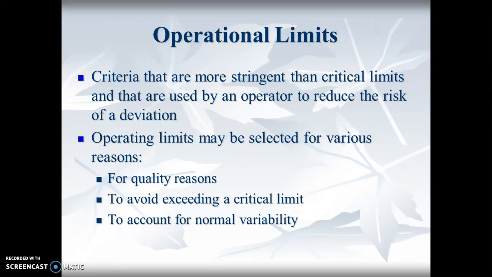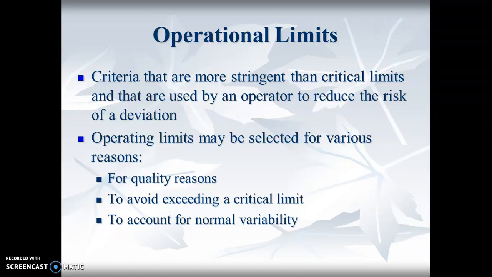Operational limits. Criteria that are more stringent than critical limits and that are used by an operator to reduce the risk of deviation. You may notice that you are getting near being out of compliance before you're actually out of compliance. So the critical limit would say, hey, you're out of compliance, it's an unsafe product. Your operational limit says, hey, wait a minute, we're not out of compliance yet, but we notice that we're getting close. The temperature on this cooler continues to increase every hour.